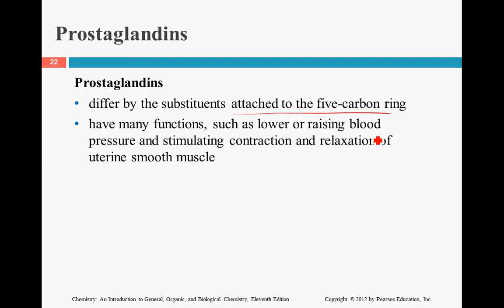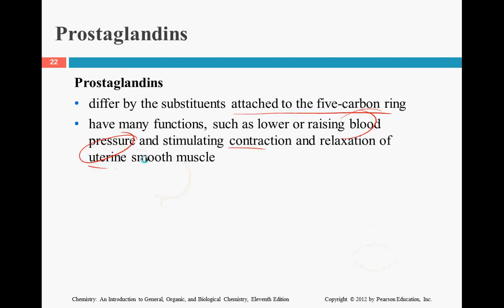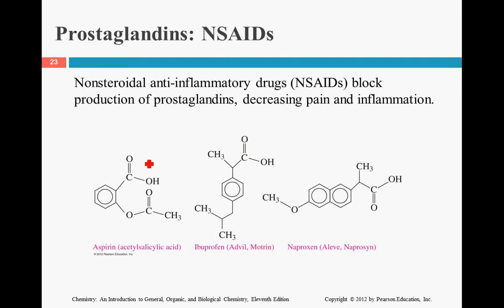They have many functions like affecting the blood pressure or contracting and relaxing of uterine smooth muscles, or they could also increase inflammation. If we take NSAIDs, which stands for non-steroidal anti-inflammatory drugs, they block the production of the prostaglandins, which means that you're not going to get that pain, you're not going to get the inflammation. So an NSAID would be something like an aspirin or ibuprofen.